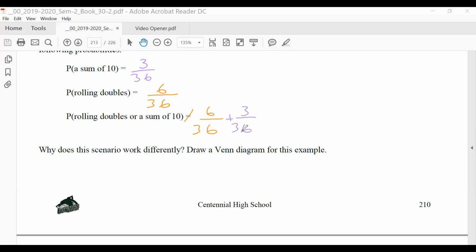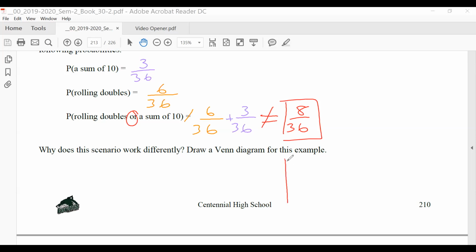I know just by looking at the diagram and where you put all your little marks that the actual answer is 8 out of 36. So the question is, why doesn't it work for this example, but it worked for the other example? Because I know the word "or" in math implies that I should be adding. So why didn't adding these two things work here? I know the answer is 8 out of 36, but 6 over 36 plus 3 over 36 gives me the wrong answer. Why?